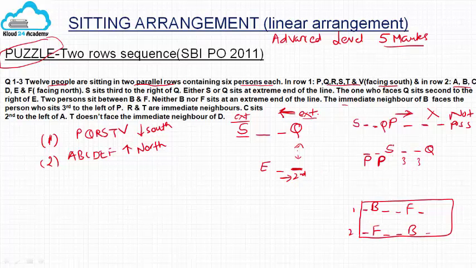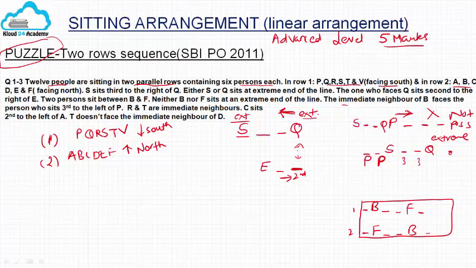P can't be at the place of S. P can't be between S and Q, because then we'll have one more person here, which is not possible. So P is at first or P is at second position. That means Q is at the extreme. I hope it was clear.